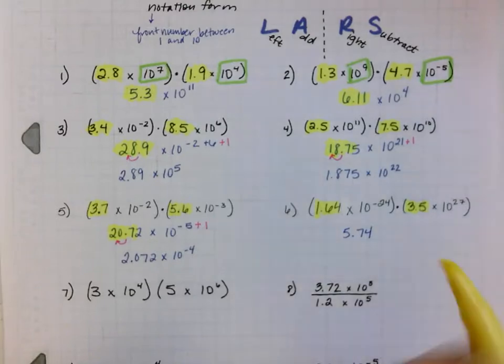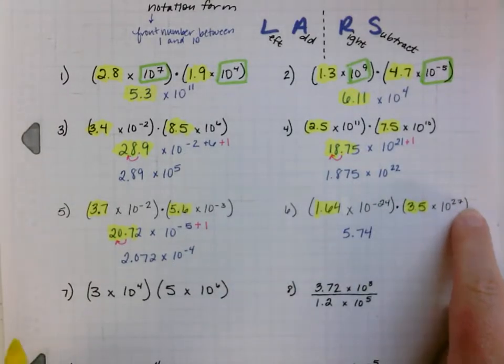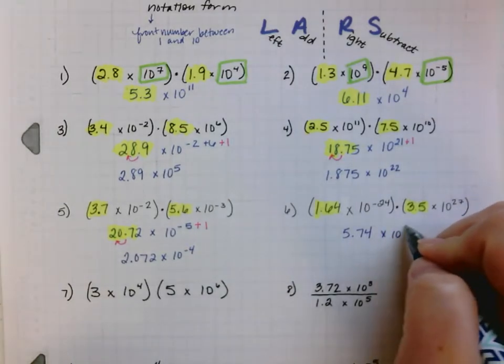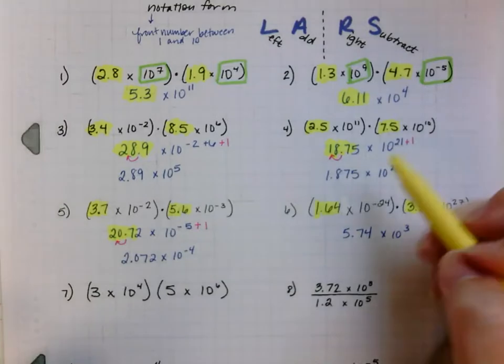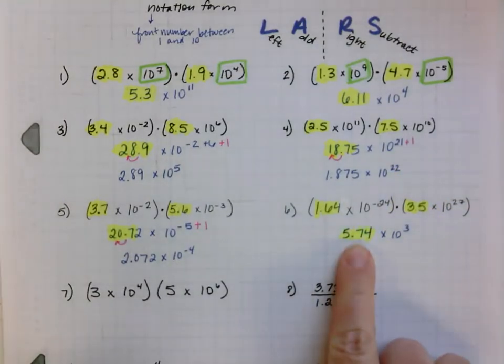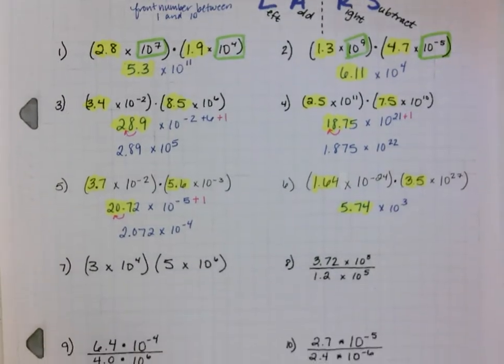And then when I look at my powers, I have a negative 24 and a 27. So when I add those two together, I will get 10 to the third. This number is in proper exponent form because this number is in between 1 and 10, so that's my final answer, and I'm finished.